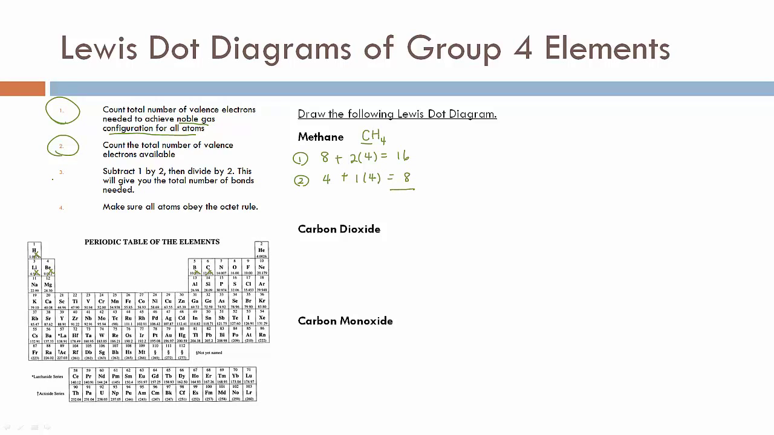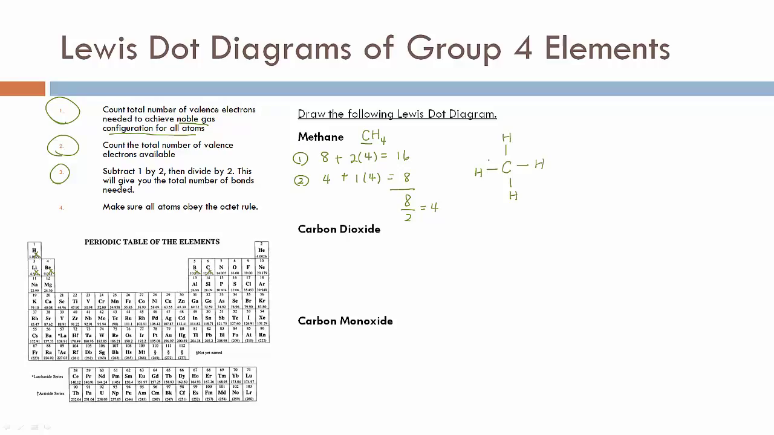The next step is to subtract 8 from 16. You get 8, and later you divide that number by 2. Eventually you get 4. The number 4 tells you the number of bonds necessary to connect all the atoms in CH4 together. Usually the first atom written in the chemical formula is the central atom. You want to connect that to 4 other hydrogen atoms.